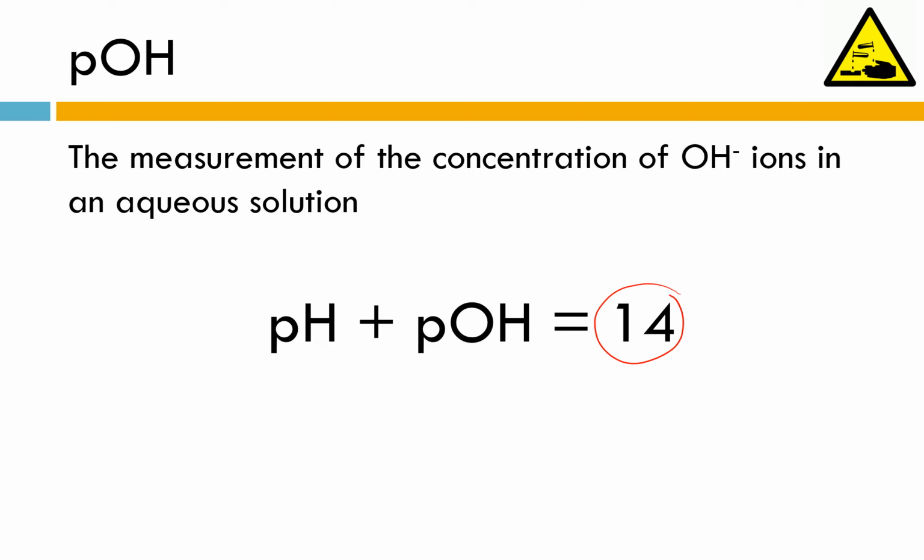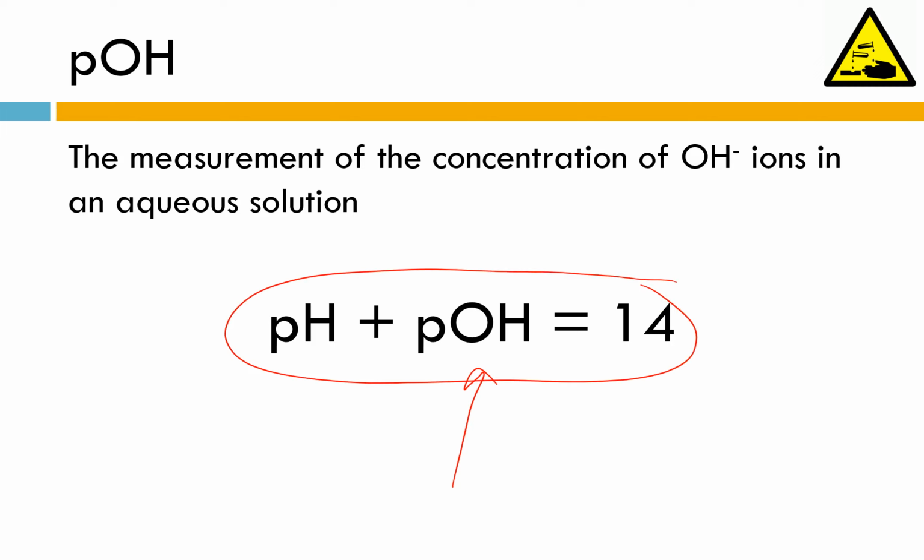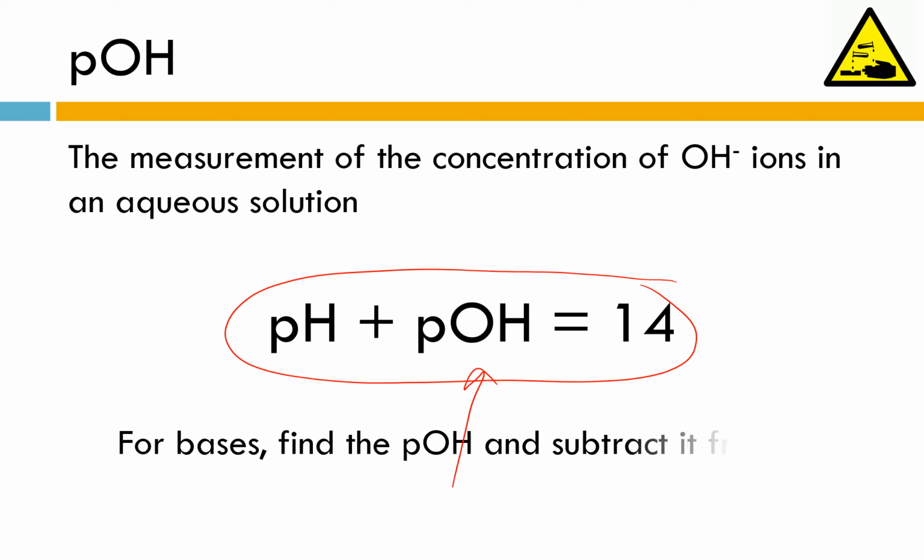So what we're going to do, if we're talking about a base, it's easiest to calculate pOH because we can figure out the concentration of hydroxide ions pretty readily. Then we can plug back into this formula, basically take 14 minus pOH, and we can calculate the pH of that solution. So let's work on some practice problems.